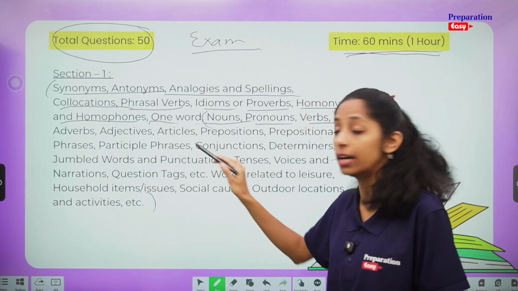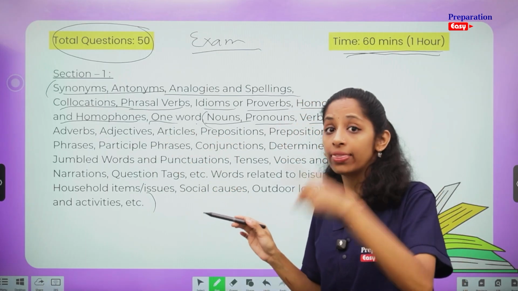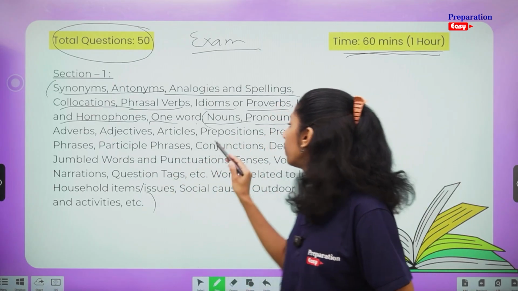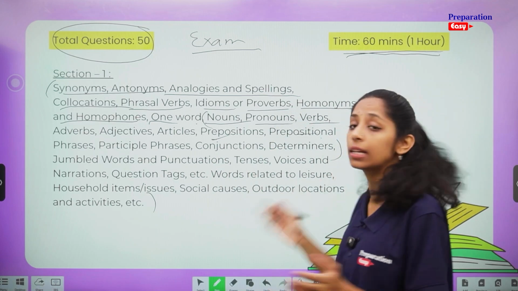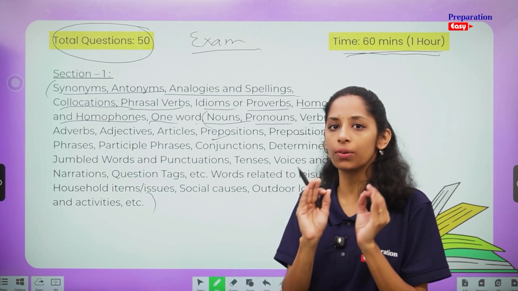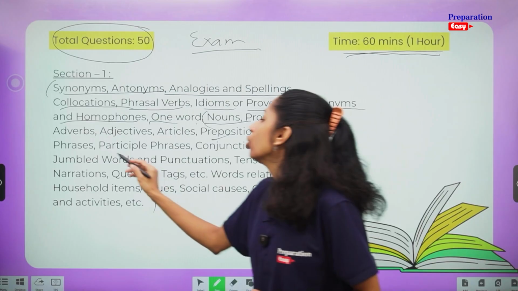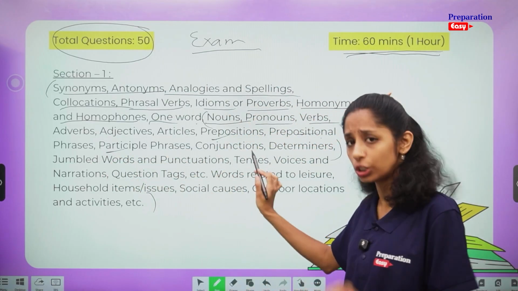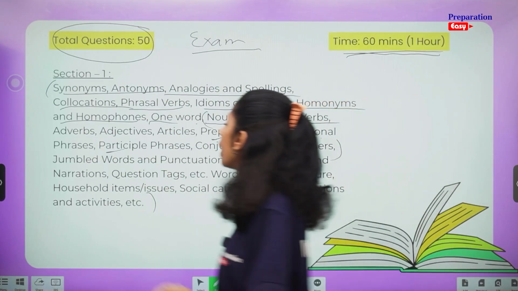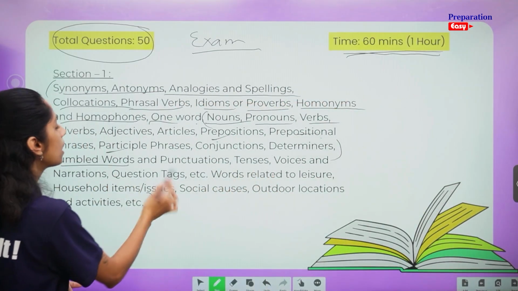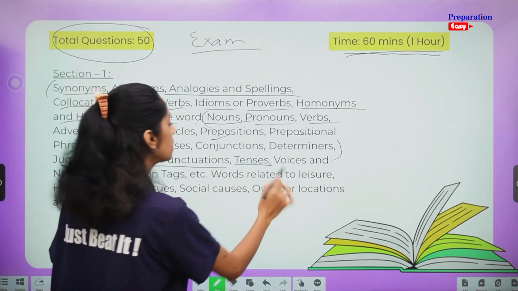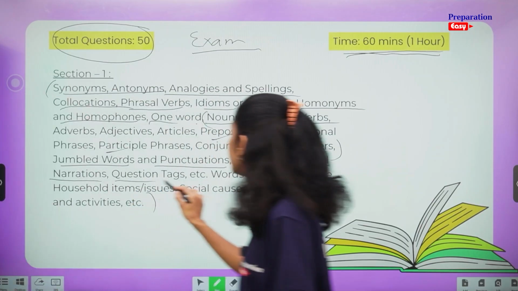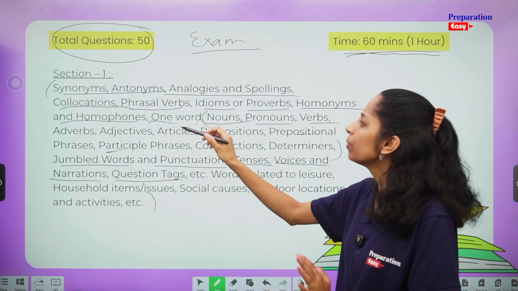adverbs, adjectives, articles. I believe you remember a and the. Yeah, so articles, prepositions, prepositional phrases. So prepositions are the words and prepositional phrases are the collection of words, okay, but in a specific manner. All right, so prepositional phrases, participle phrases, conjunctions and determiners. Also we are going to learn the jumbled words, the punctuations, tenses, voices, the active voice and passive voice, narrations, questions and tags.